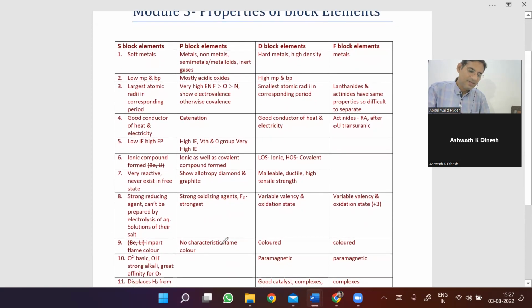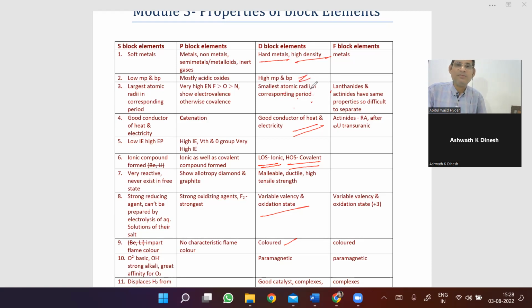Now see what next is. D block elements. D block elements are very hard metals because their density is very high. They will show variable valency. Most of the D block elements are colored. D block elements in lower oxidation state will show ionic character, and in higher oxidation state will show covalent character. This is Fajan's rule. D block elements are good conductors of heat and electricity. D block elements will be smallest in ionic radii. That's why their density is so high, and their melting point and boiling point will be very, very high.